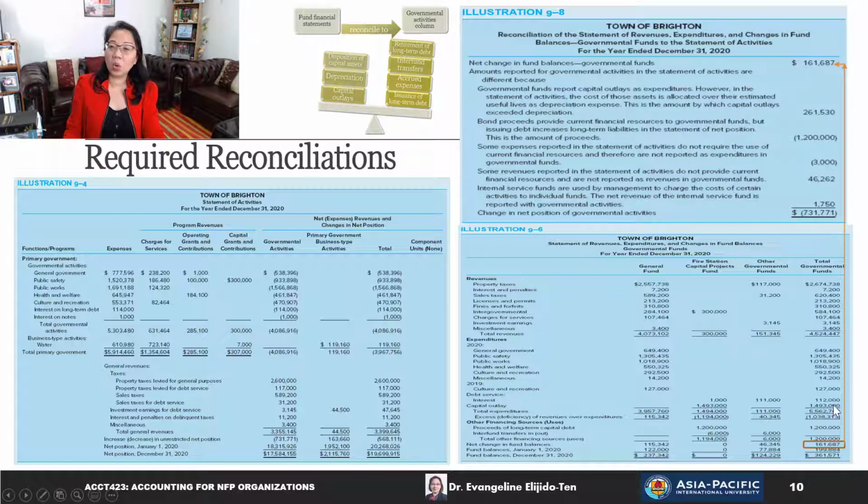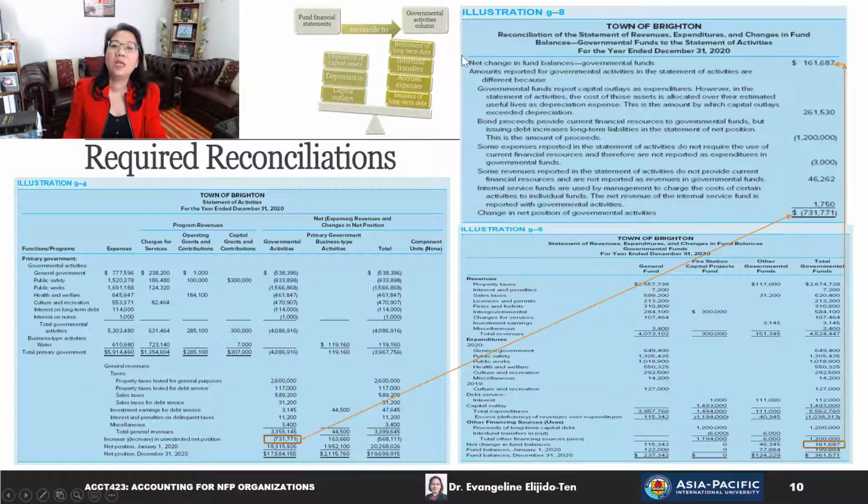161,687. It's in the total government funds column, and that's the net change in fund balances. All right. Now it needs to be reconciled with the statement of activities figure, and that is the 731,771, the one that we have closed just now in the closing entry. Remember that we have a negative 731,771, and that represents a decrease in the unrestricted net position.